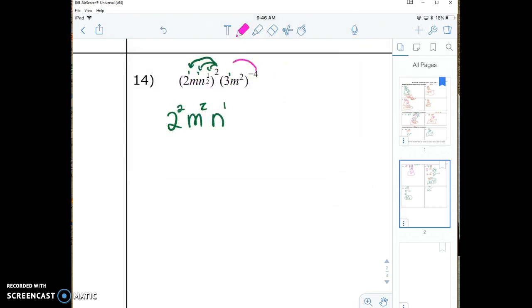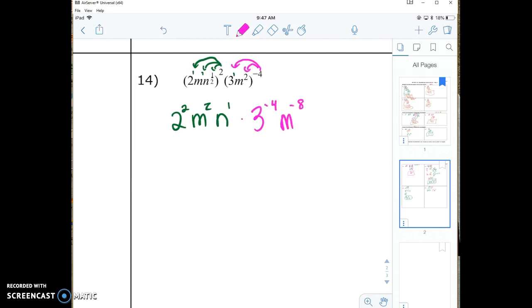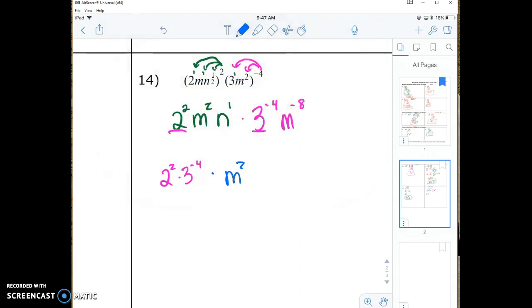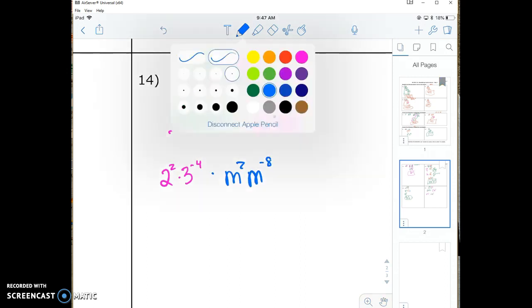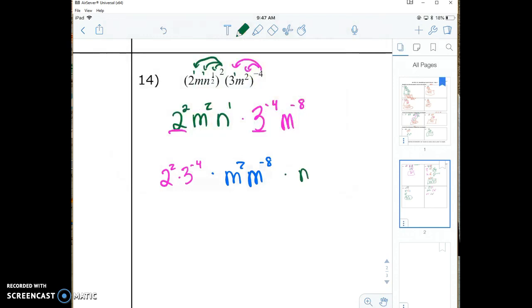My second set of parentheses, I'm distributing a negative 4. 1 times negative 4 is negative 4, so 3 to the negative 4. And 2 times negative 4 is negative 8, m to the power of negative 8. Okay, number by number, letter by letter. I have 2 squared and 3 to the negative 4th. My m's, I have m squared, m to the negative 8, and n to the first power.